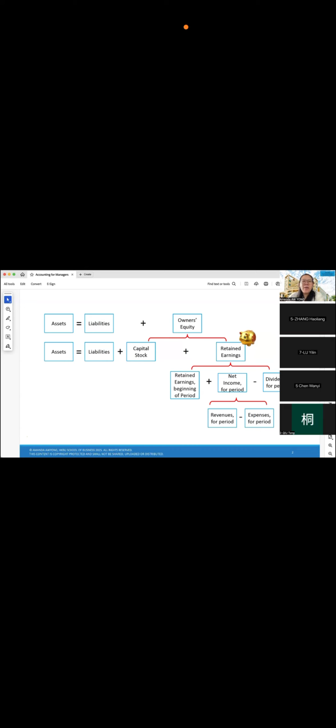And how do we calculate net income? Net income is total revenue minus total expenses for the year. Revenue minus expenses is shown in a statement called the income statement. This slide is just to recap what the accounting equation is and what the different components making up the accounting equation are.